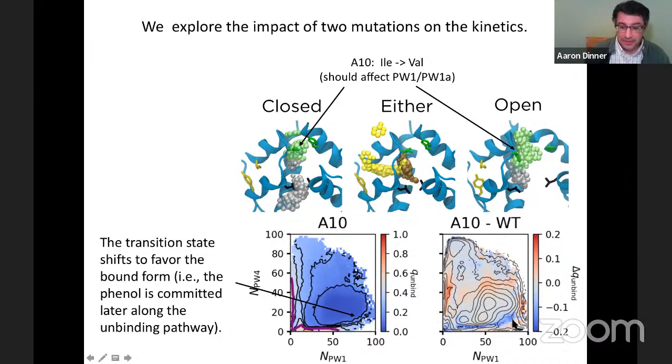Where we do have a difference is where there's sort of this blue streak here. And so what that says is that the transition state is moving a little bit later. So it's favoring the bound form, disfavoring the unbound form. So that's really all I wanted to say about insulin.